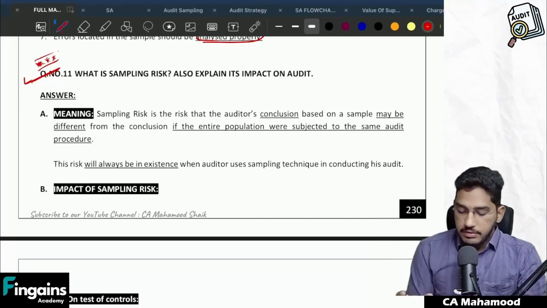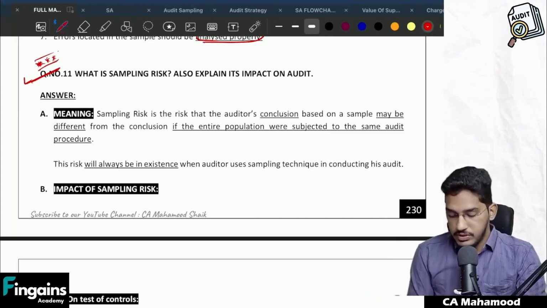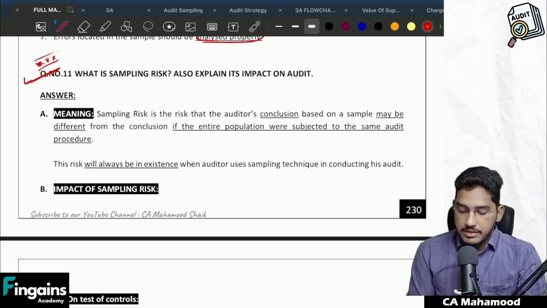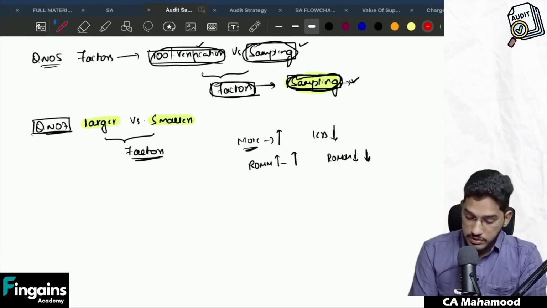So let us try to understand now question number 11, which is relating to sampling risk and how this sampling risk is going to have an impact on audit. Important question, guys. Very interesting and very conceptual also. Listen carefully.